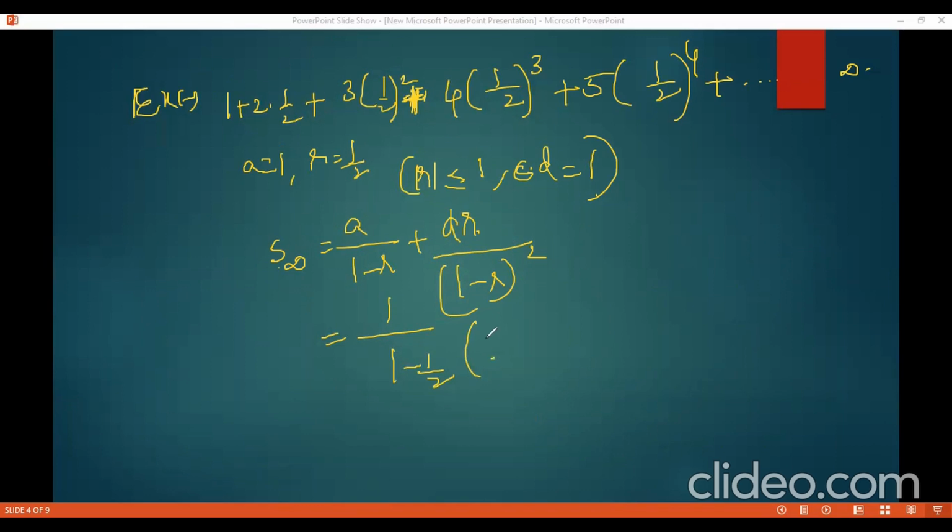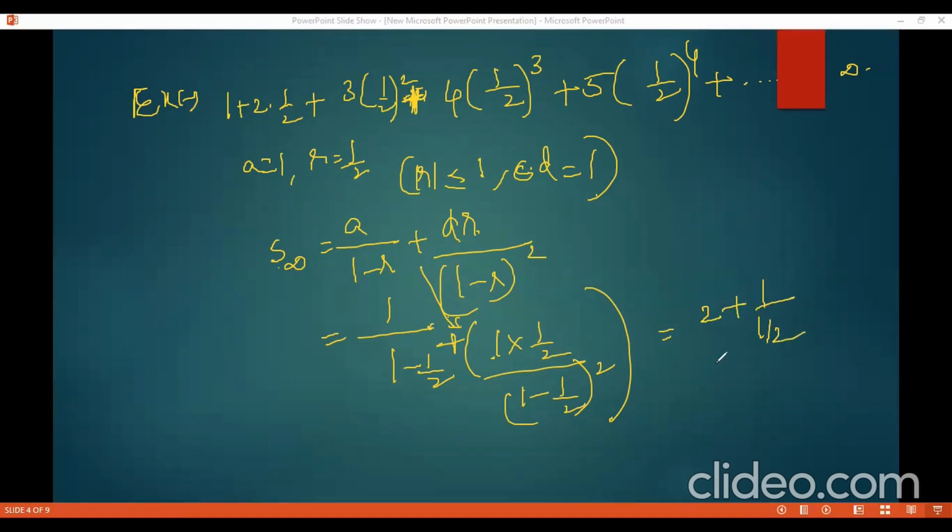Dr is 1 into half, right? By 1 minus half whole square. What do you get now? 1 by 1 minus half plus 1 by 1 minus half plus, no? Middle is plus, okay? What do we get? If you calculate this, you are getting 2, no? And 2 plus 1 by 1 by 1, 1 by 2. So how much? 2 plus 2 is equal to 4. In this way, you can easily do the things using the formula.